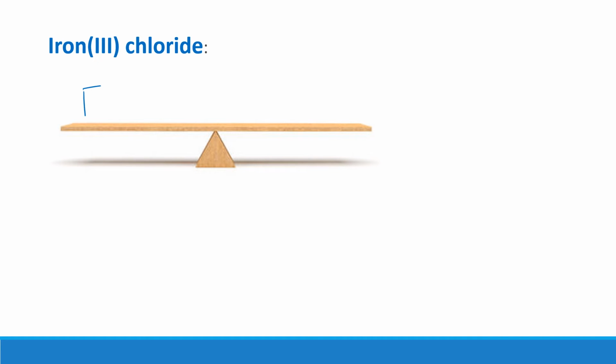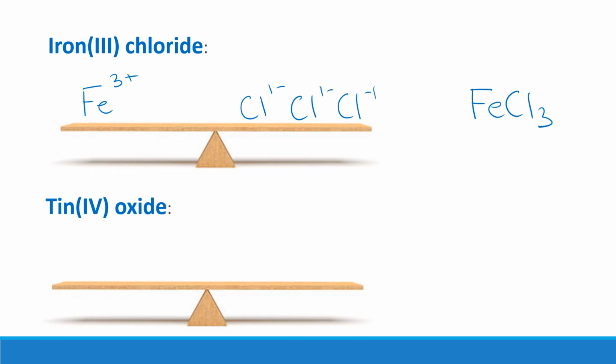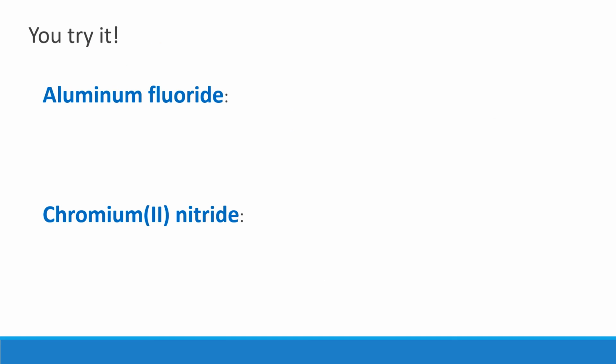So iron 3 chloride, that must be iron with a 3 plus charge. Chloride has a 1 minus charge, so I need 3 of those chlorides. So my formula, FeCl3. What about tin 4 oxide? Well, Sn, 4 plus for my cation. Oxide is a 2 minus, so I need 2 of those, and my formula will be SnO2. That gives me 4 pluses and 4 minuses, so it's nice and balanced.